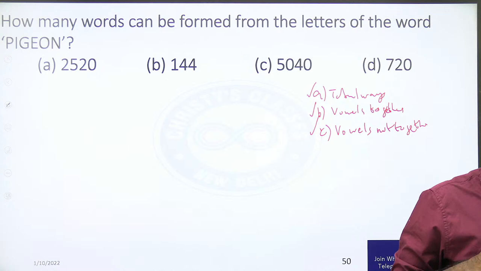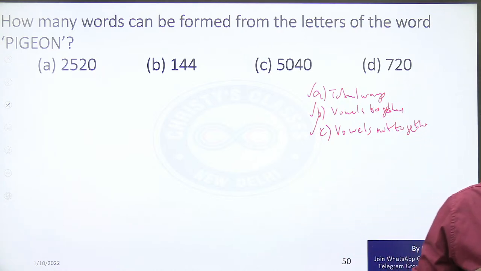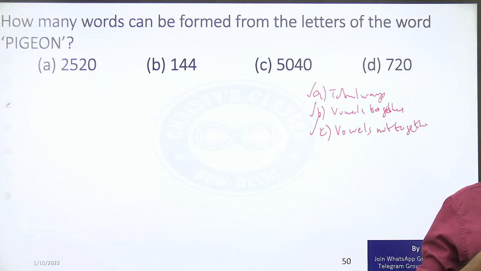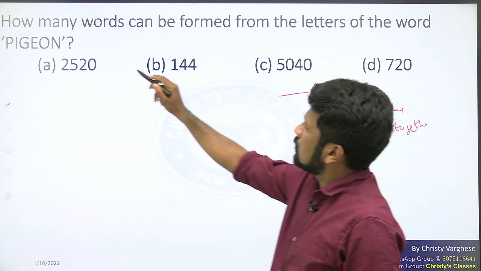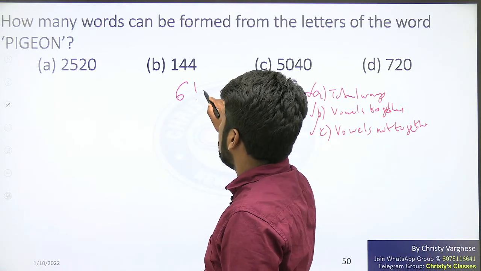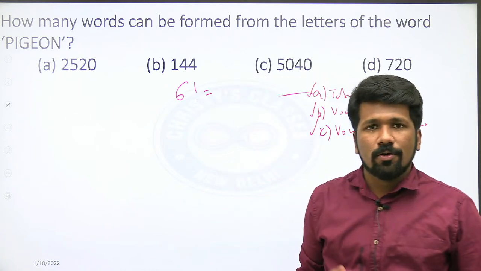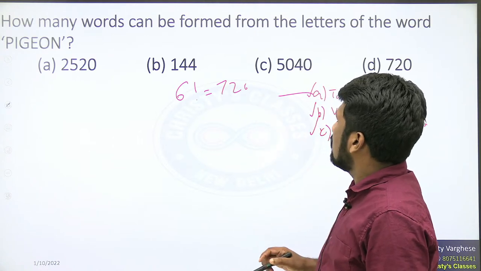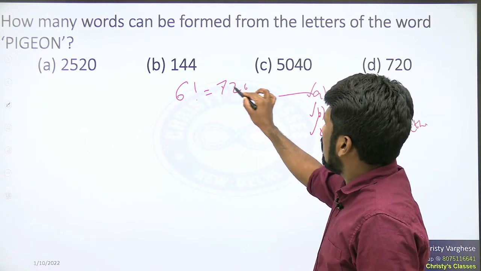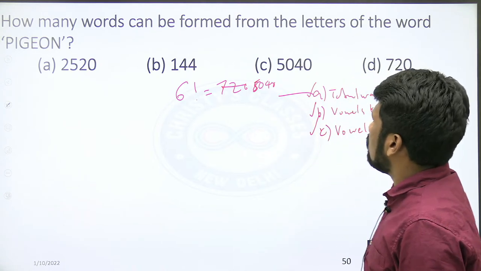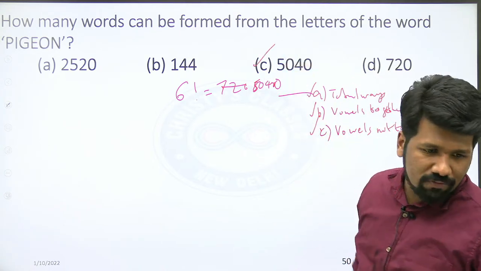Very good. Some of you got all three of them. Wonderful. So total number of ways, how many? Let us understand. How many letter word is this? 1, 2, 3, 4, 5, 6. A 6 letter word, so 6 factorial arrangements: 6 into 5 into 4 into 3 into 2 into 1.